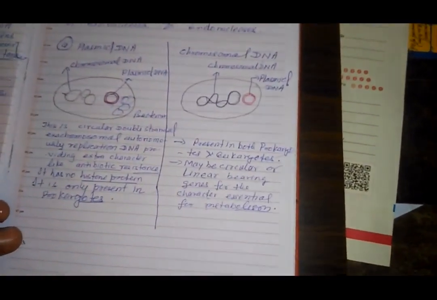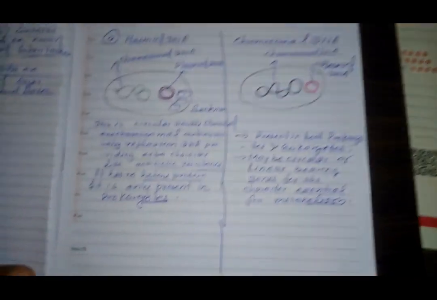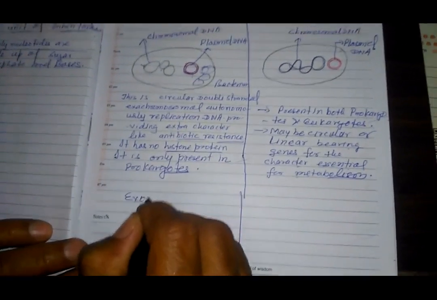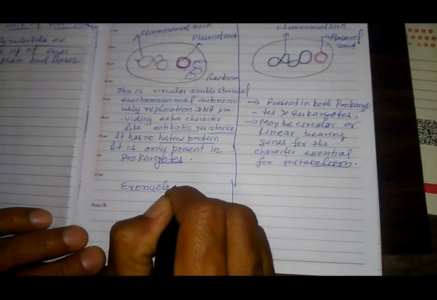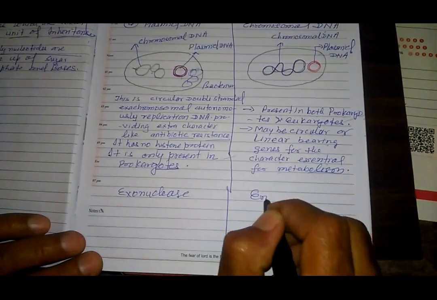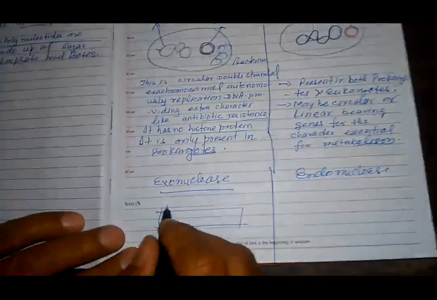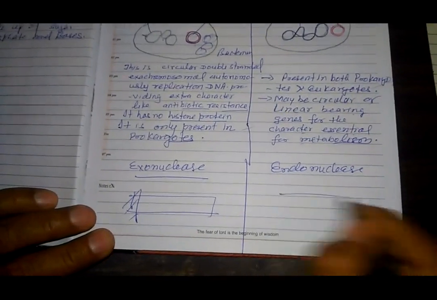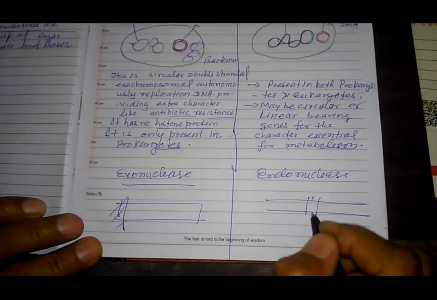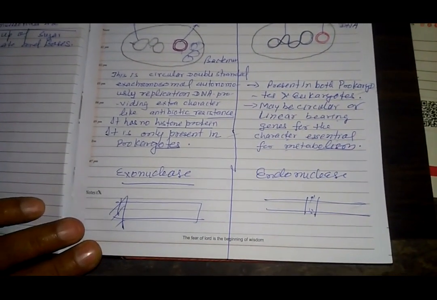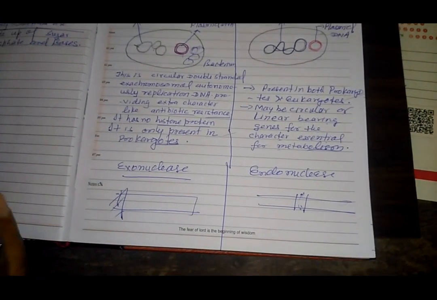So the last question is exonucleases and endonucleases. You can easily write: exonuclease cuts at the end point, while endonuclease cuts at the inside of DNA. Okay, so this is very simple, you can write it easily.